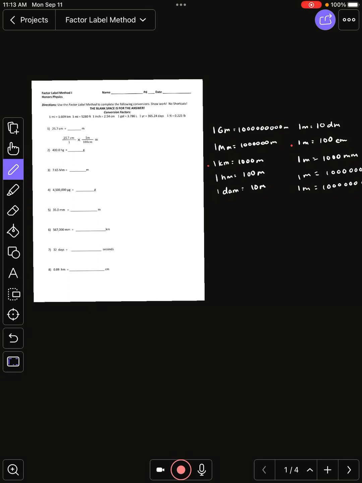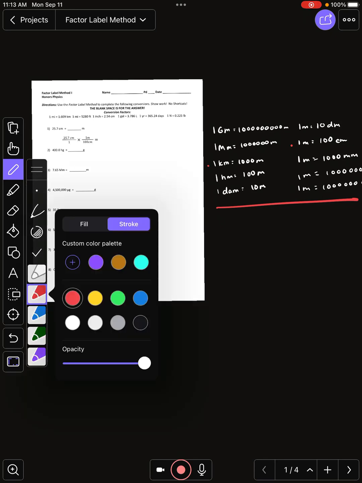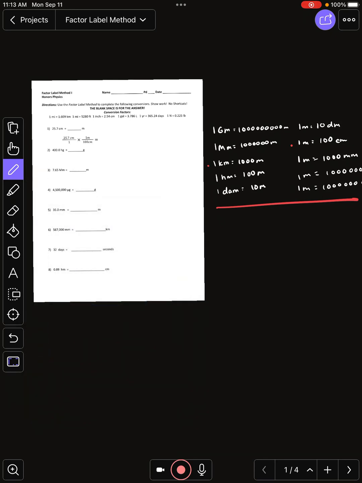So what's going to happen is I'm going to use these conversion factors and do this worksheet. I'm not going to do the whole worksheet. I'm only going to do, let's reference which ones, 5, 6, and 8. All right, here we go.